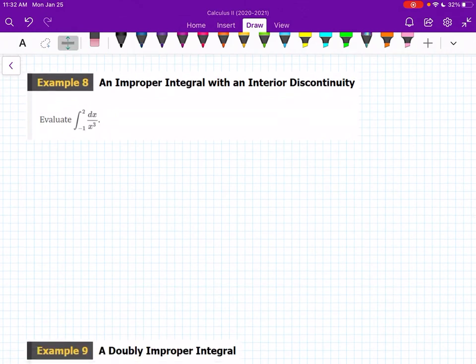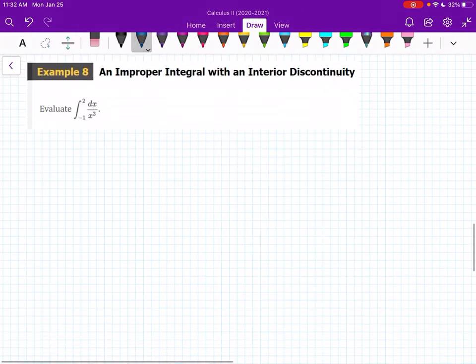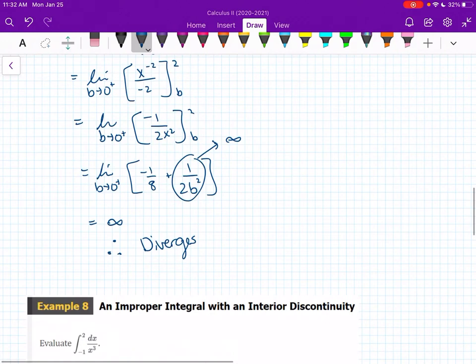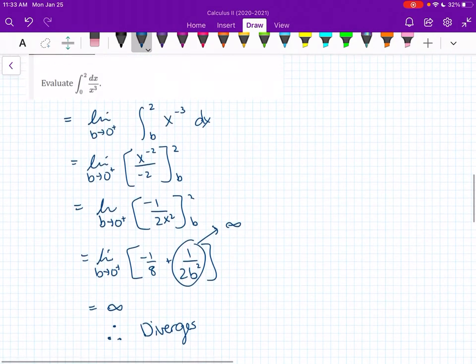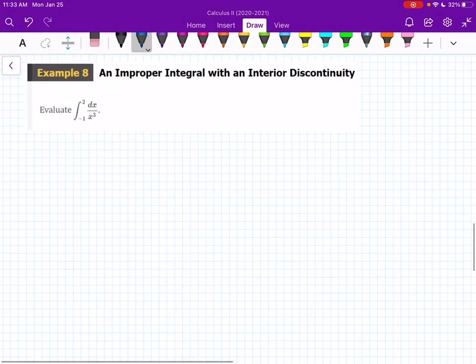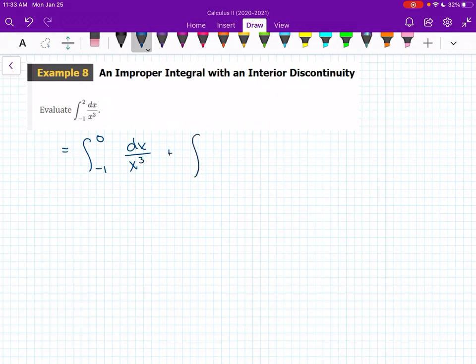So here we have an improper integral with an interior discontinuity. We have the same integral we just did, except our bounds are different. Now our bounds are from -1 to 2, but we're still looking at 1 over x cubed. Our discontinuity here happens at 0. So what I would do is split that up into the integral from -1 to 0 of dx over x cubed, plus the integral from 0 to 2 of dx over x cubed.